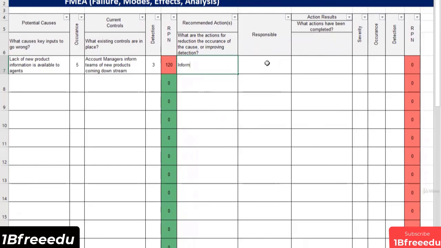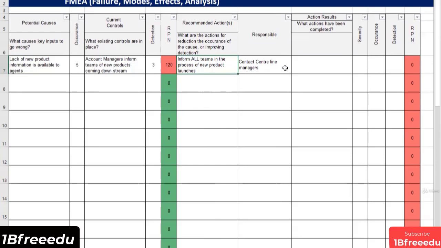So we could say, inform all teams in the process of new product launches, right? So it's part of their process that everyone must be informed of a new product launch and who would be responsible for that. So again, the idea of responsibility comes into even the FMEA. It's a really important thing to remember. Having someone responsible is extremely important. So we could say the contact center line managers are responsible for this. They need to be responsible for this to make sure that this happens, that everyone in that process is informed.